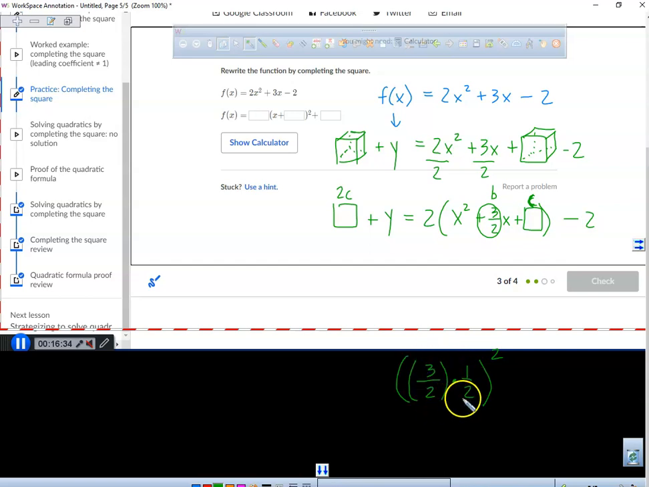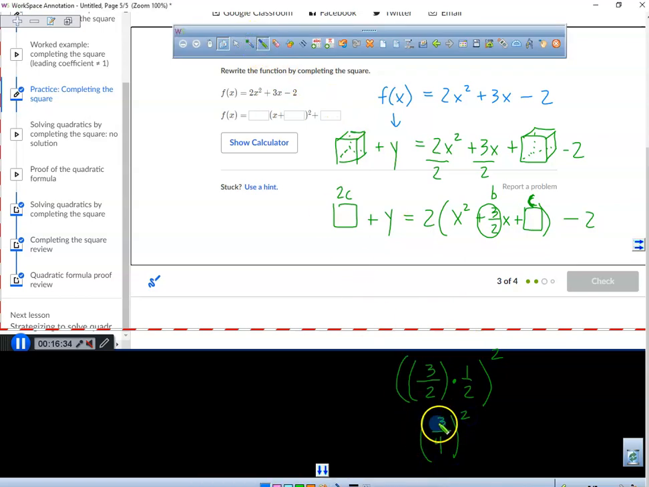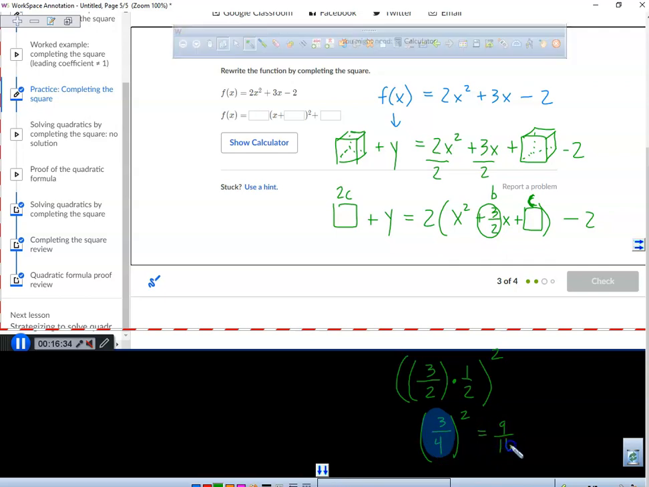So, would you guys agree it's really easy to multiply 3 times 1 and 2 times 2? This is what you're going to have before you square it. So I'm going to highlight this part because that's going to help us with our factoring. All right? So 3 times 3 is 9, and 4 times 4 is 16. So could you guys please, in this space, put 9 over 16?